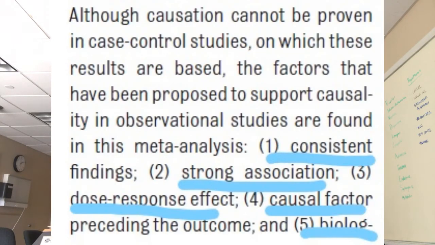There was a strong association and there was a dose response effect, meaning remember the studies that just exclusively did breastfeeding greater than 2 months, those had a low odds ratio that was closer to 0 than to 1. And then causal factor preceding the outcome, for instance, you breastfeed first and then you see whether the baby passed away from SIDS or not.